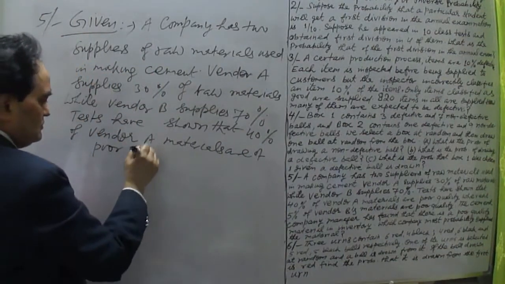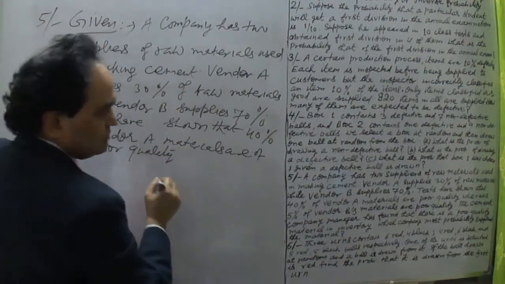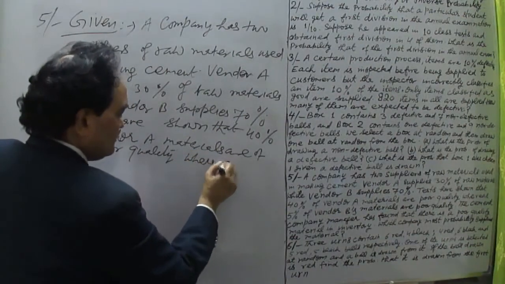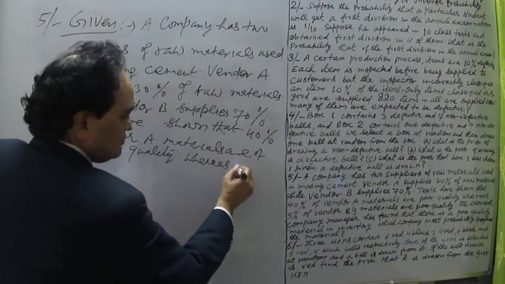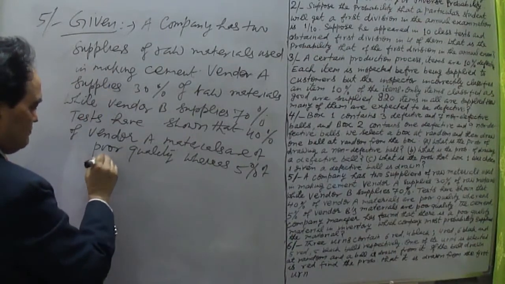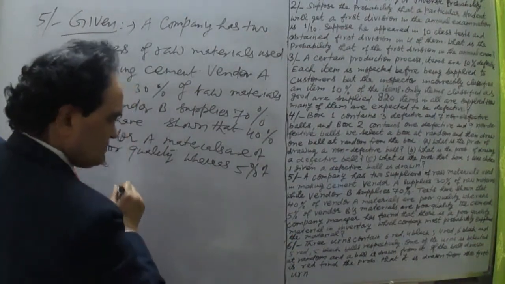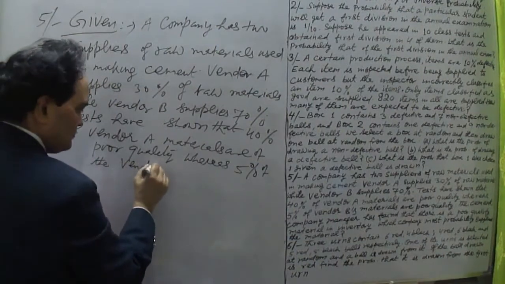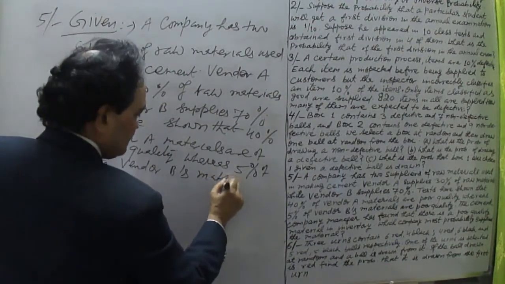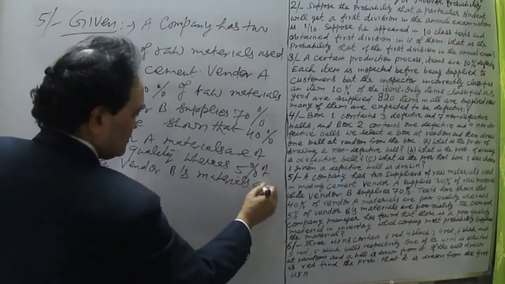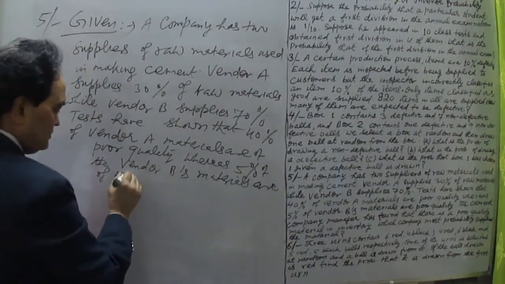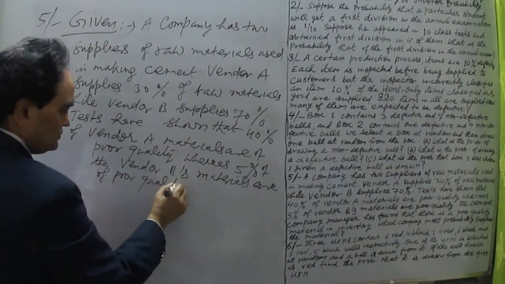And whereas 5% of vendor B's materials are of poor quality. This is the question here.